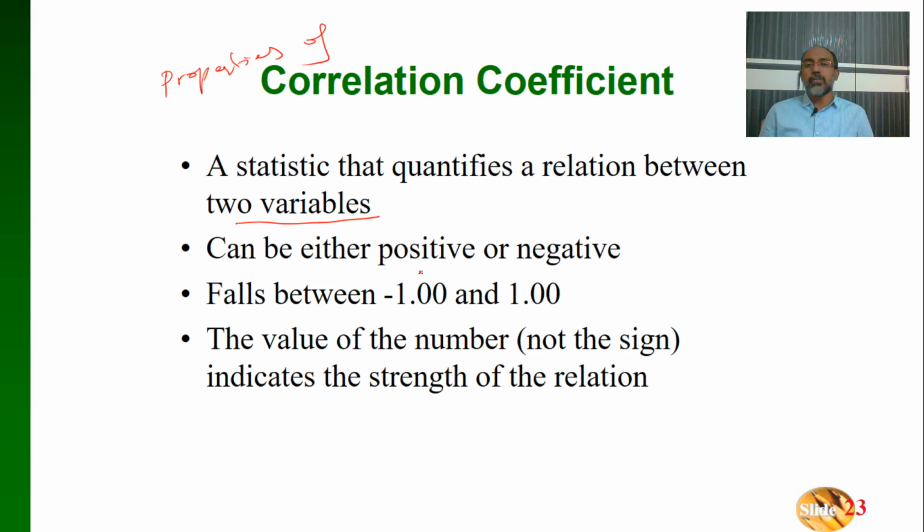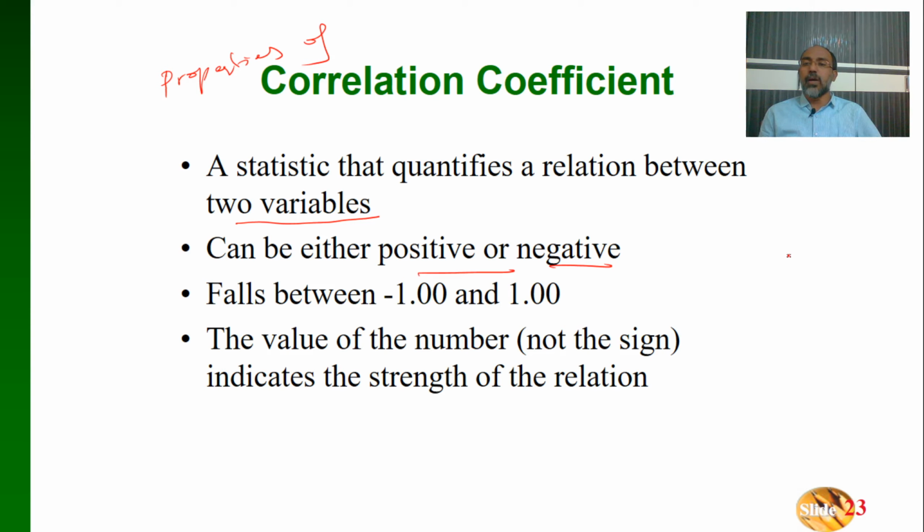The correlation coefficient can be either positive or negative. Positive means having the same kind of association, a rising association. Negative is a declining association. Then it falls between -1 and +1.